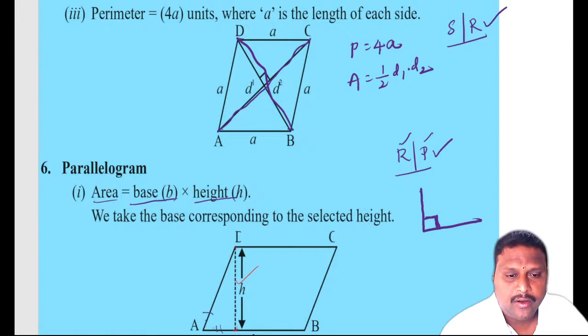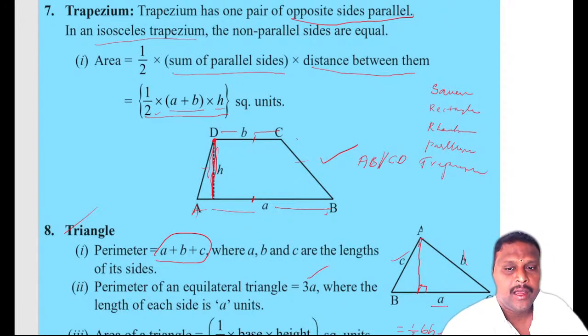Next, we have discussed the parallelogram. Some difference between the rectangle and parallelogram is that the adjacent sides are perpendicular to each other in a rectangle. When it comes to parallelogram, not right angle. The area of a parallelogram is base into height. In the same way, we have discussed the trapezium. We need to remember the property of each and every quadrilateral: square, rectangle, trapezium, parallelogram, rhombus.